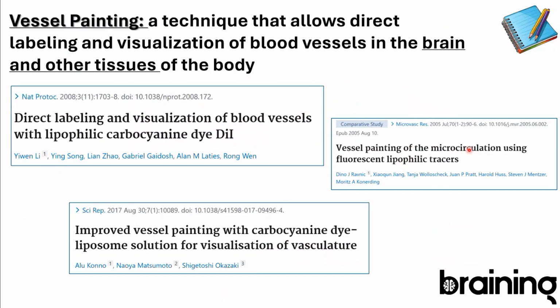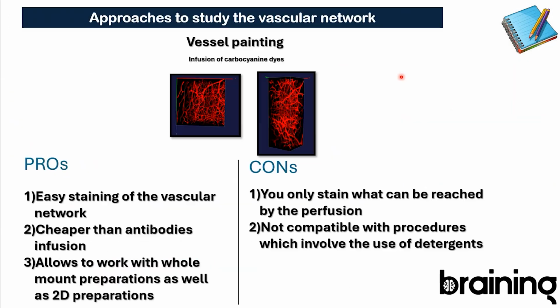That's where vessel painting came into place. Vessel painting is a technique which allows the direct labeling and visualization of the blood vessels in the brain as well as in the other tissues of the body, so you can refer to these protocols. What you are doing, you can see it here. So you infuse a dye. You rely on these carbocyanine dyes. These are lipophilic dyes, which are dissolved in a PBS-based buffer. They are injected through intracardiac perfusion.